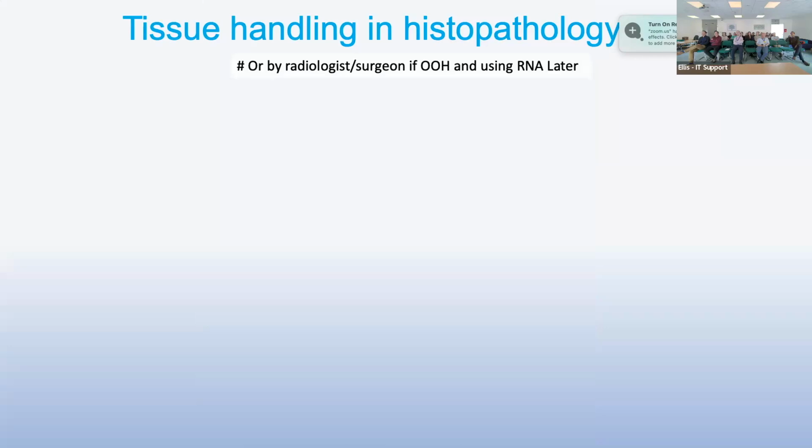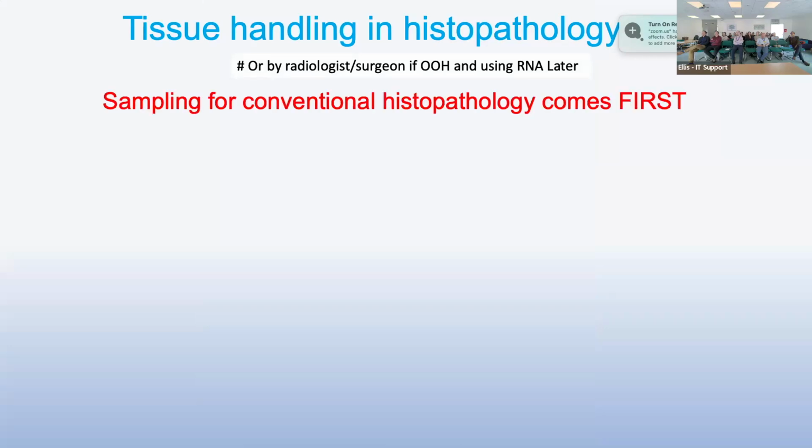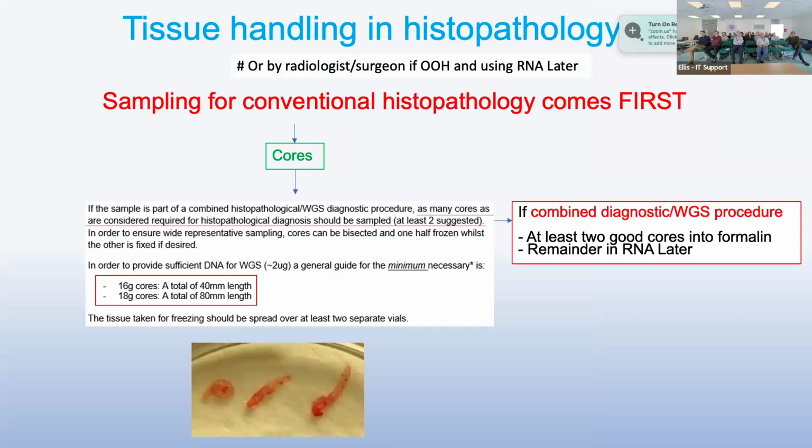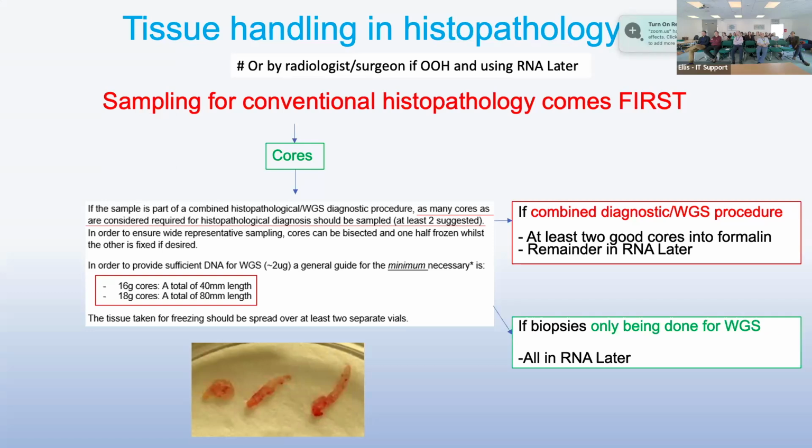The way we handle it in histopath, or the way that you handle it if you're doing it out of hours, essentially the rule is that sampling for conventional histopath always comes first, because WGS is an adjunct really if we're doing a combined procedure. Again, it's the same rules as before. If it's a combined procedure, I'd like to get at least 2 good cores in formalin, and then the remainder can go to be frozen or put into RNAlater as appropriate. If it's just WGS, it's easy. Either fix it all, put it in RNAlater, or freeze it all.